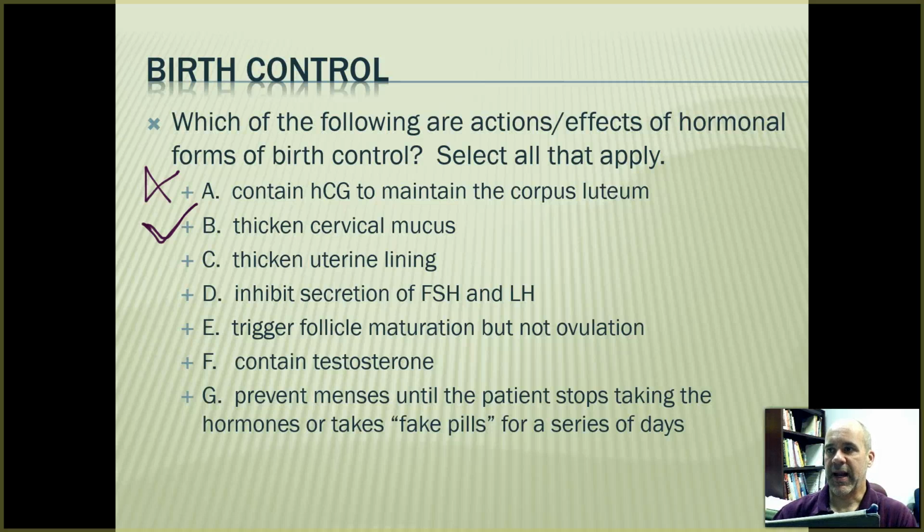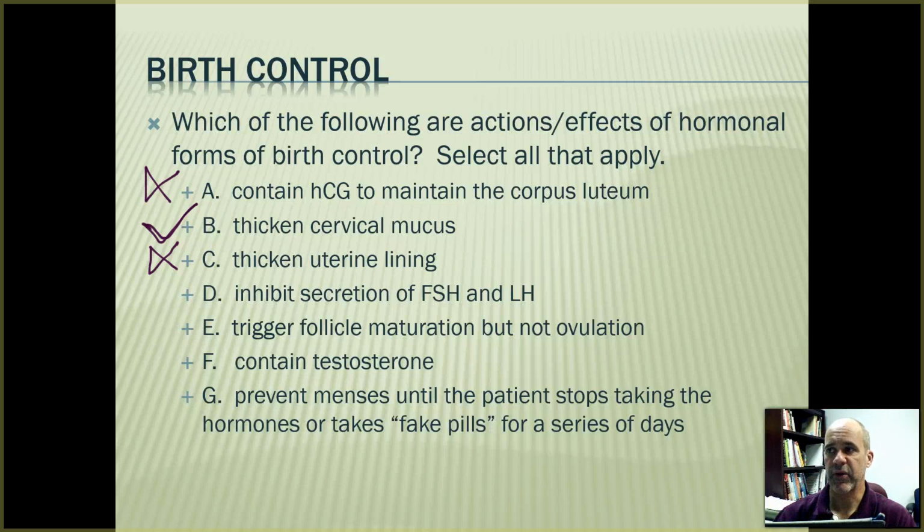Thickens the uterine lining. That one might be kind of tricky. You would think so, but with most hormonal forms of birth control, you have to have the right combination of estrogen and progesterone, in the right amounts and produced in a sequence, like during a monthly cycle, to have a thick uterine lining. The uterine lining in females who are on hormonal forms of birth control is actually thinner.